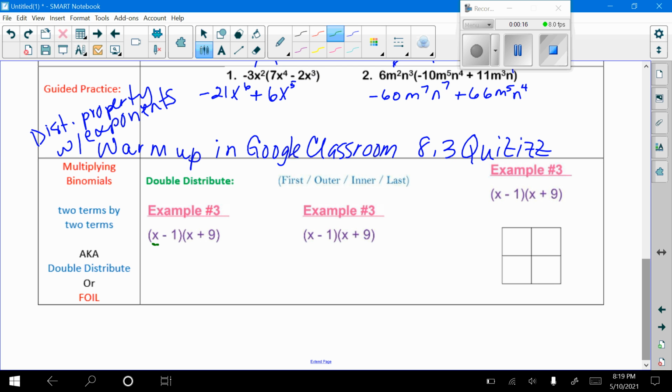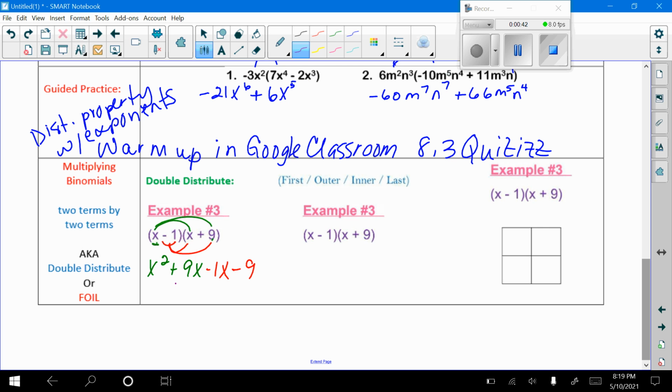I'm going to take the x and we're going to distribute it to each item in the second set of parentheses. So x times x is x squared, and then x times 9 is a positive 9x. And then we're going to do the negative 1 times x, which is going to give me negative 1x, and the negative 1 times the 9, which gives me negative 9.